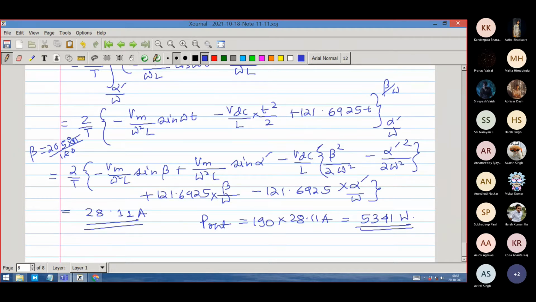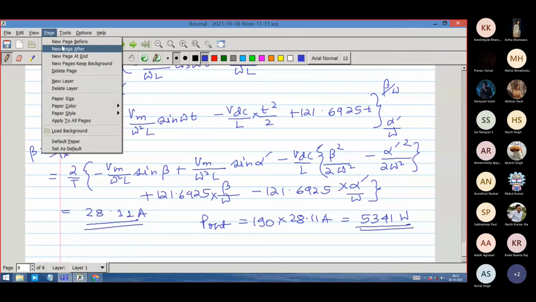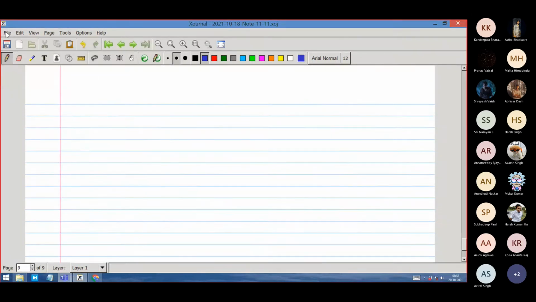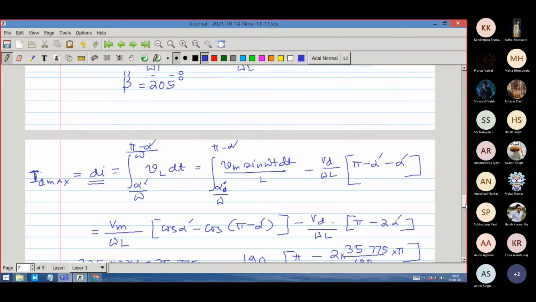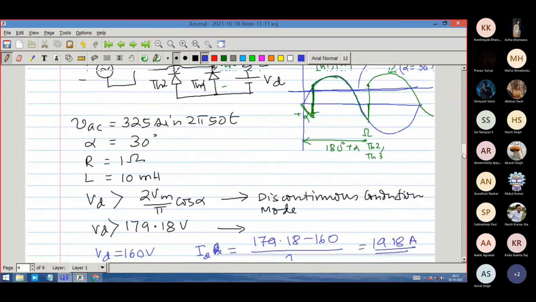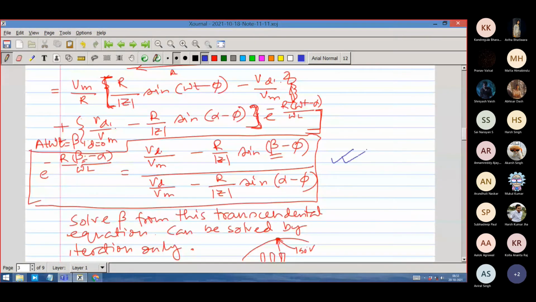Resistance, until and unless it makes a significant difference, will not have too much of an effect. So we'll see the effect of resistance now in the circuit. When we have a resistance, we should have the equation that we had already derived. Let me write the equation one more time. We had derived this equation. This was the equation, right? Here you see everything is there.